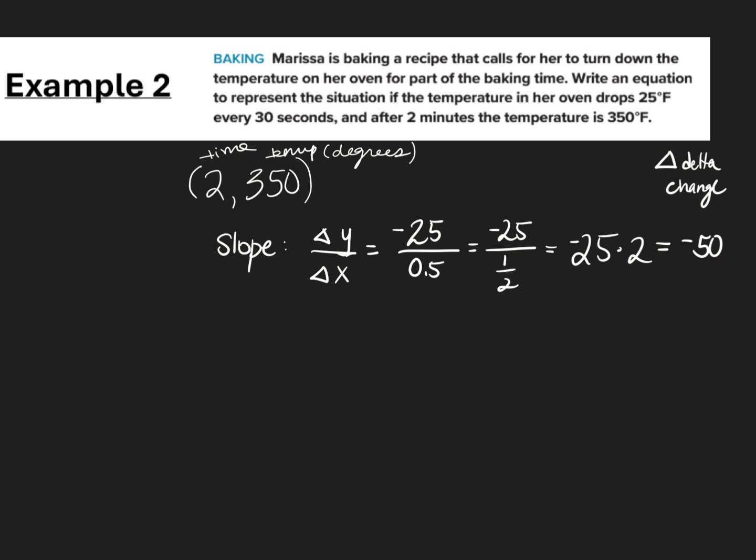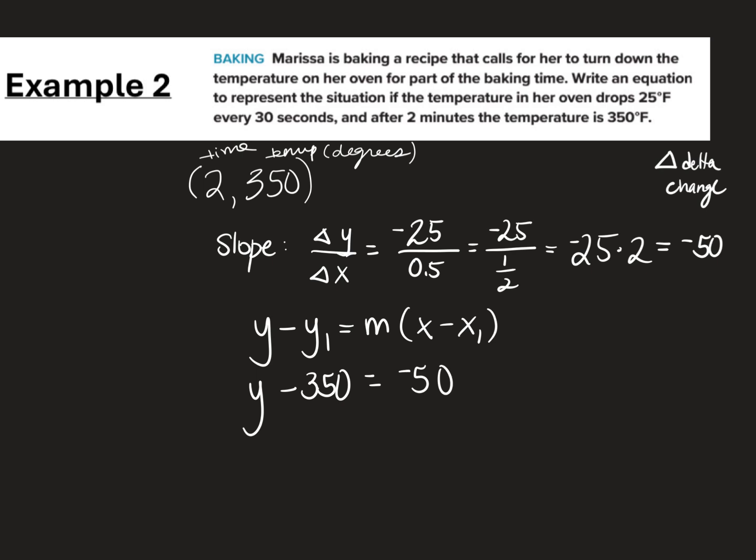I don't have the y-intercept, so I'm going to use point-slope form. y minus y1 equals m times x minus x1. y minus y1 is 350 equals m times x minus x1, which is 2. I'm going to distribute the -50. And remember, this here is point-slope form for this equation.